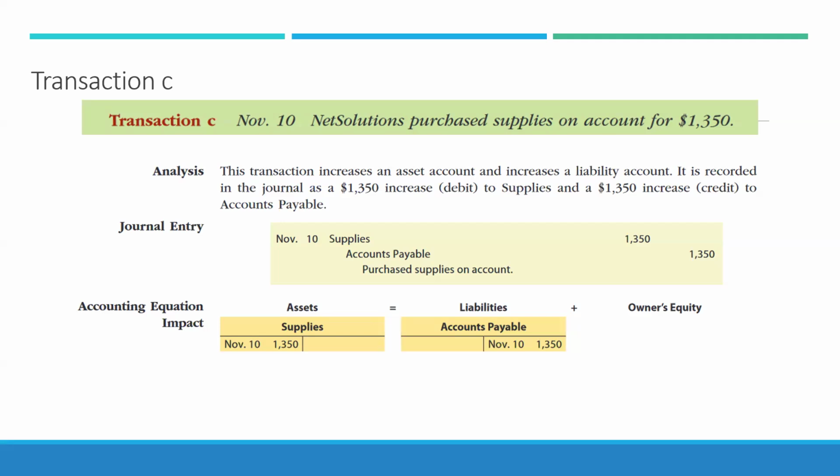And we're going to credit accounts payable, because we didn't use cash, we owe them the money. Got it? Yes? Do you see in our accounts, our supplies got debited and our accounts payable was credited? We still balance, don't we?